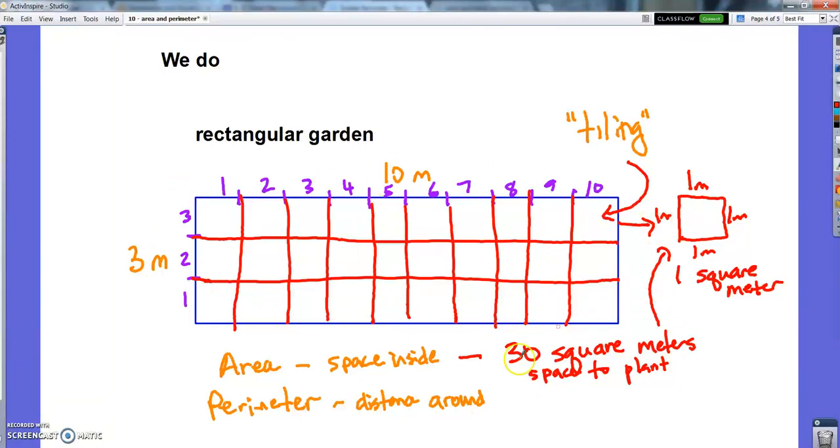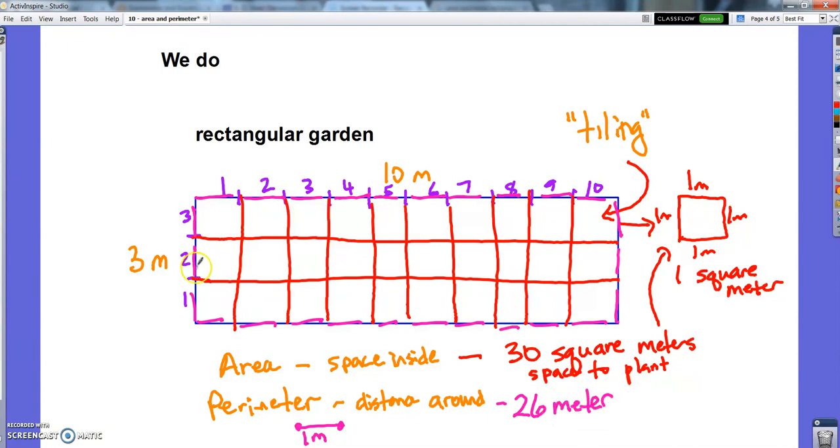All right, perimeter is the distance around it. I am going to count up my little rulers here, right? 1, 2, 3, 4, 5, 6, 7, 8, 9, 10, 11, 12, 13, 14, 15, 16, 17, 18, 19, 20, 21, 22, 23, 24, 25, 26 of these. So remember, perimeter, I'm counting these. That's 1 meter. And I'm not making squares anymore. I'm just counting meters. So my distance around it was 26 meters.